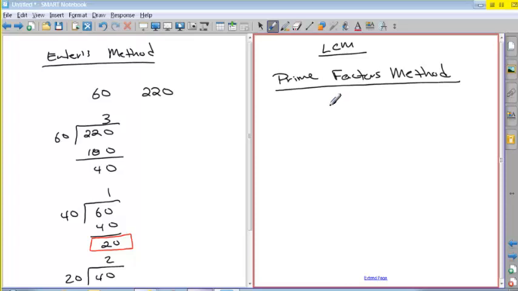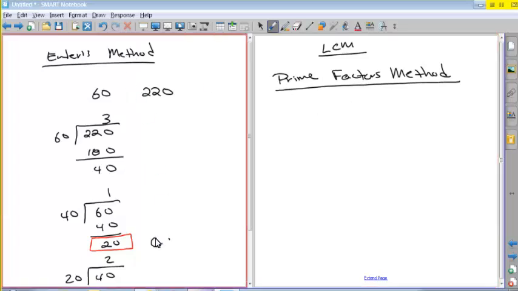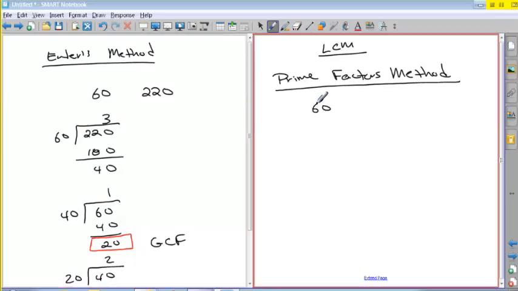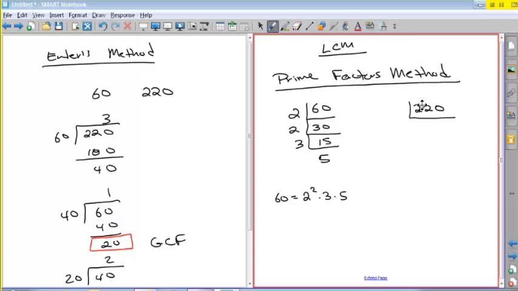So let's see. Why don't we do these same 2 numbers we had over here? Here we're finding the least common multiple. So the prime factors method for the lowest common multiple is you do them separately again. You do the prime factorization of these 2 numbers separately. So we divide by 2 until we get an odd number. Okay, then we go to the next prime number, which is 3. 15 divided by 3 is 5. So we're done. 60 equals 2 squared times 3 times 5.